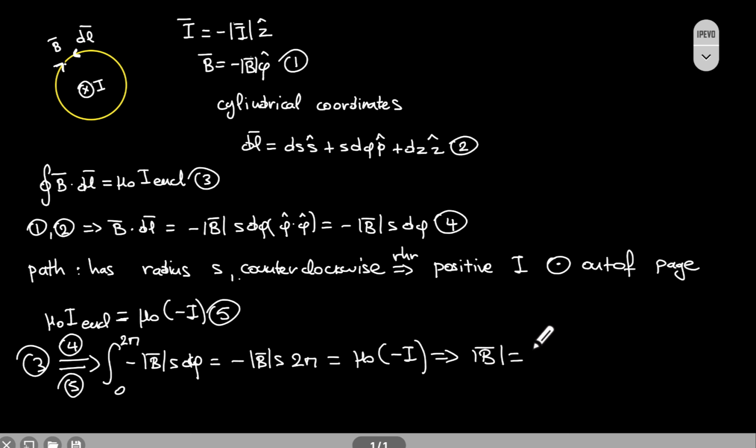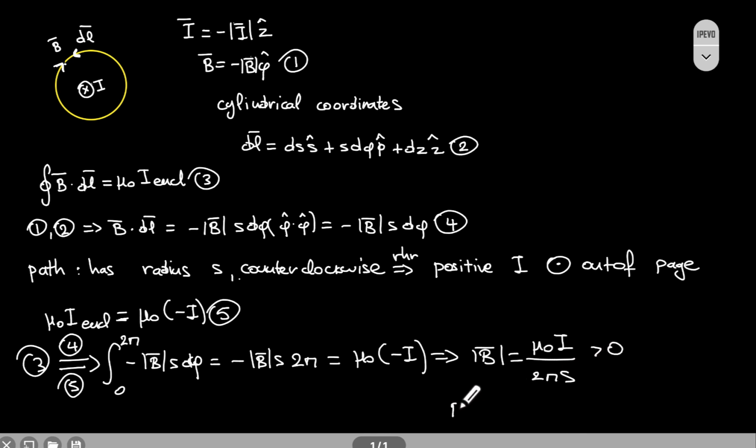for the magnitude of the magnetic field, mu naught times I over 2 pi s, which is a positive number. Very important. I solved for the magnitude of the magnetic field. If you're finding the magnitude of any vector to be a negative number, then you know that you did something wrong somewhere. I solved for the magnitude of B and I found this expression, which is a positive number, and it has to be.